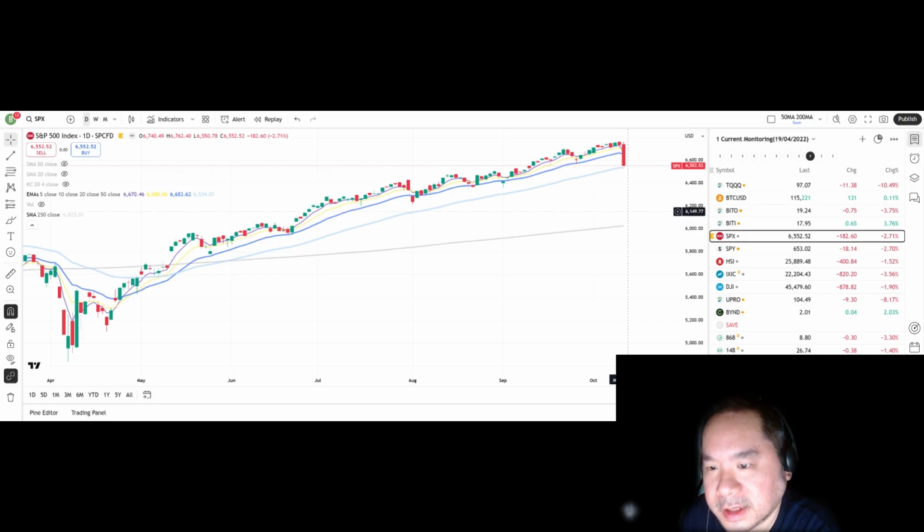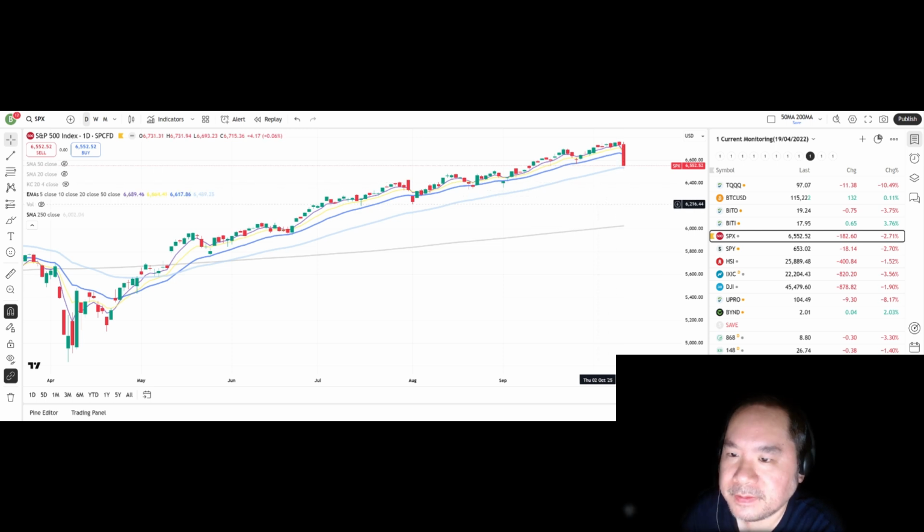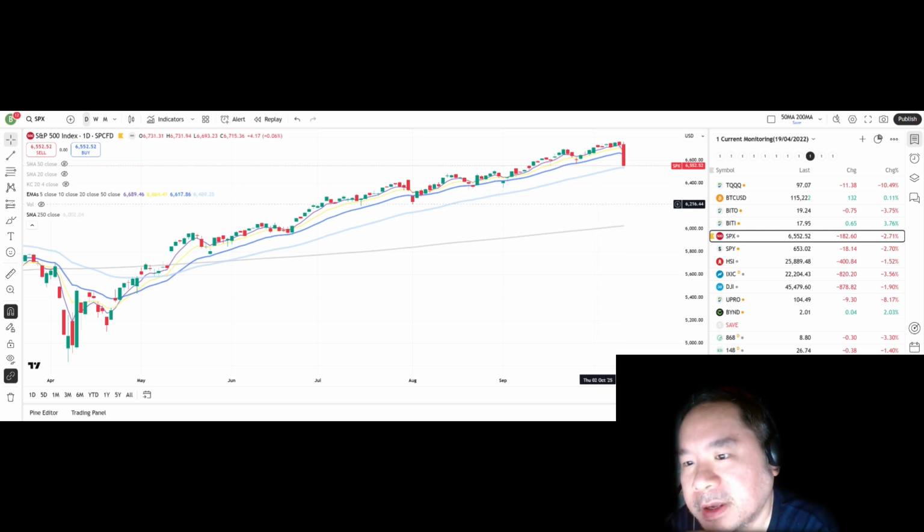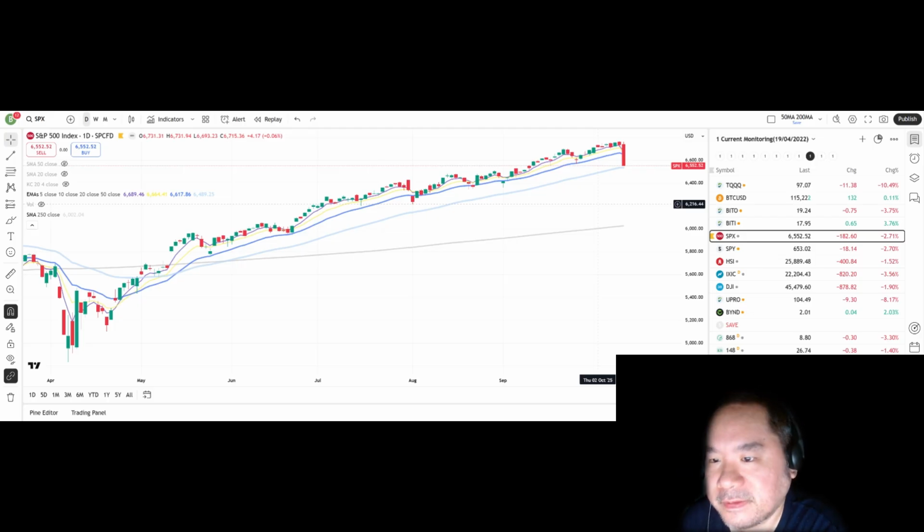So I got the target now. You guys can maybe use my trade as a reference and then do your own judgment. But I see the drop being bigger, not 3% or 5%. I think it's maybe 7% to 10% from the S&P 500.